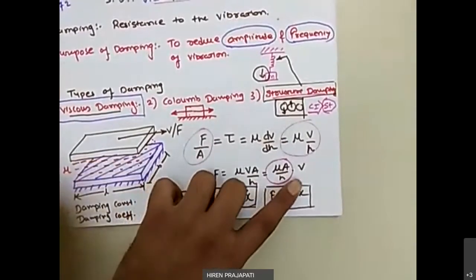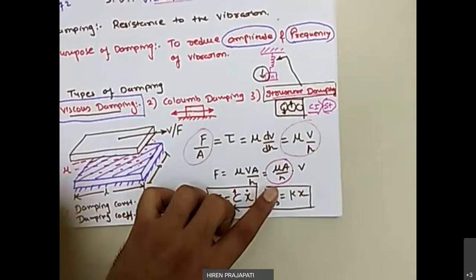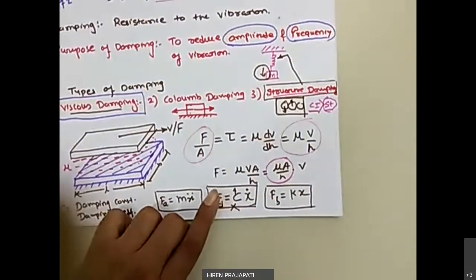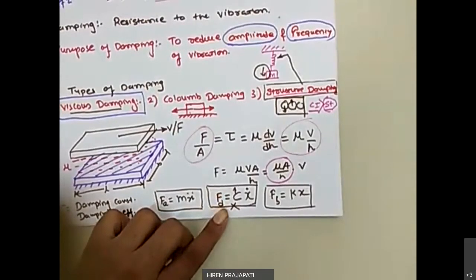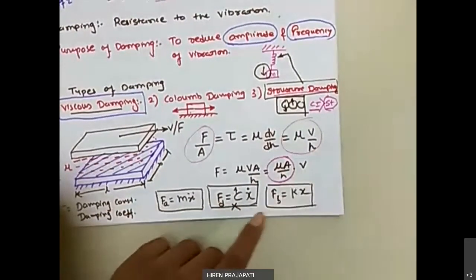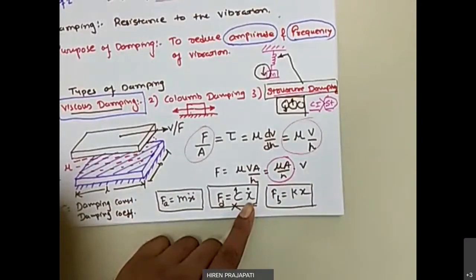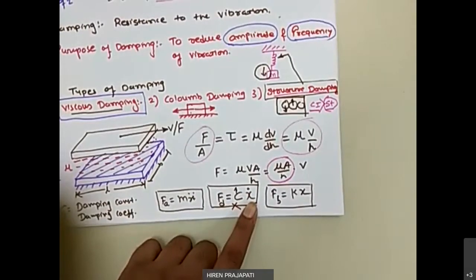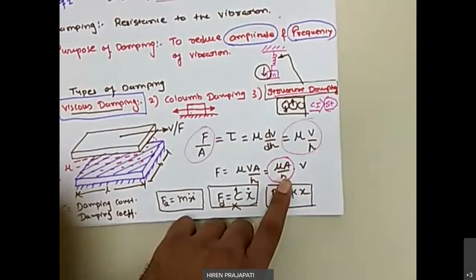Based on that we saw that F is equal to mu A by H into V, where mu A by H is called the damping constant, right? And this F is called the damping force, the amount of force required to give damping in the system. So Fd is equal to C x dot. Velocity is indicated by our general notation in this vibration course, x dot. So Fd is proportional to velocity through the proportionality constant C, and C depends on mu A by H.